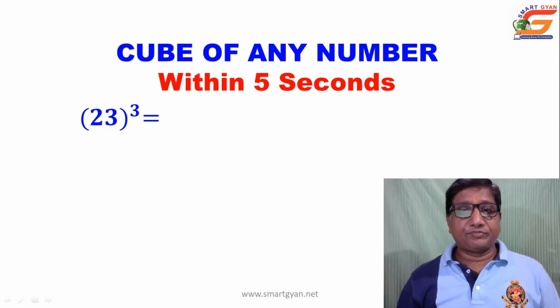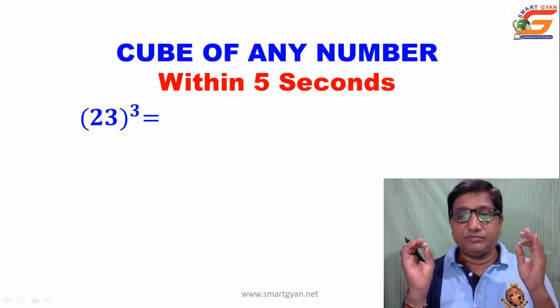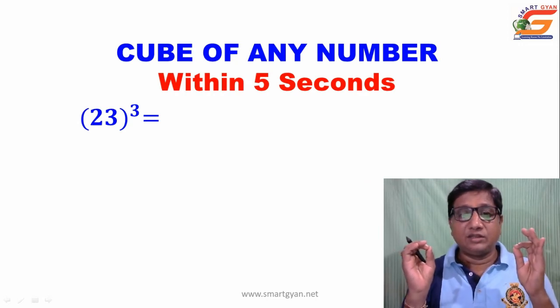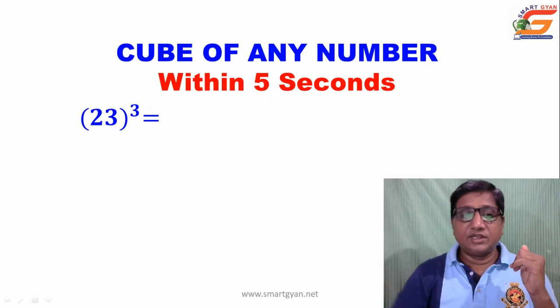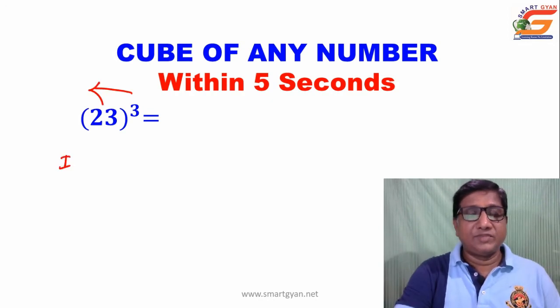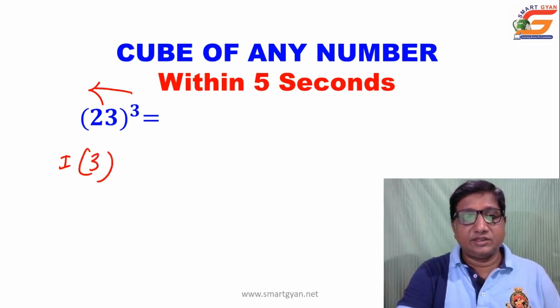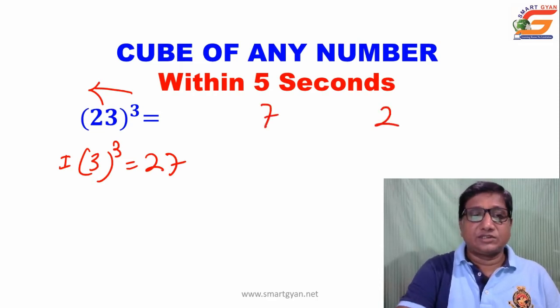23 cube. Let me do it for you in details so that you can understand at least one example very clearly. We will write in a single line only, we will write the answer, but let me explain the steps, how to do it. We will do it in 4 steps. First, step 1 is we will take unit digit 3, that is 3 cube, 27. We will write 7 and carry 2. Yes, this is step 1.